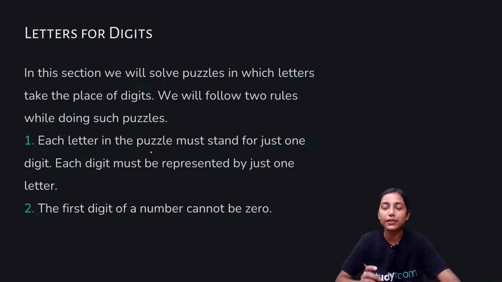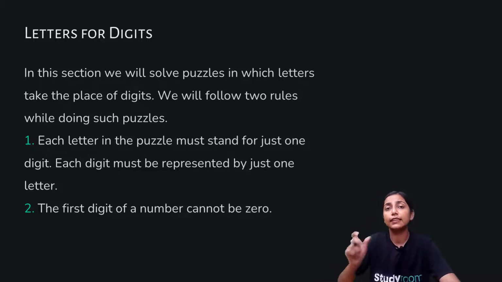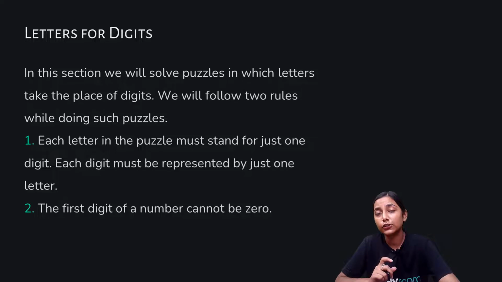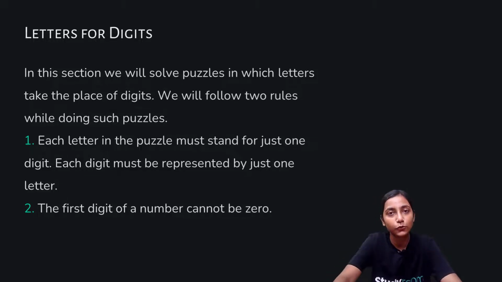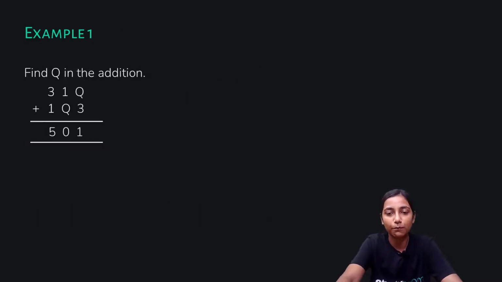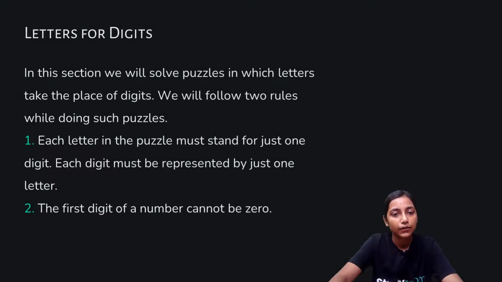And each digit must be represented by just one letter. It means that if A is there in that puzzle, then A should stand for only one digit. Similarly, our second rule goes as: the first digit of a number cannot be 0. So, for such letters in those puzzles, the first digit of a number can never be 0. These are the two rules that you have to keep in mind, and let's now jump on to the questions related to it.